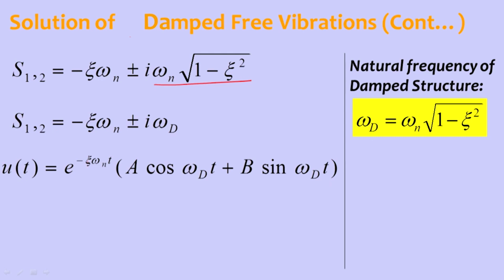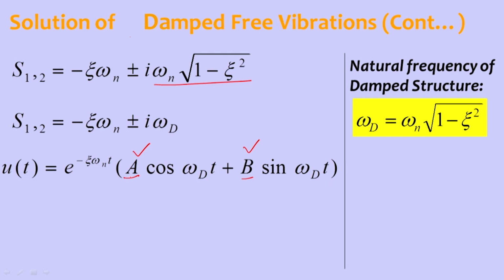u(t) is equal to e to the power of minus zeta omega n t multiplied by (a cos omega d t plus b sin omega d t). As you know, these two are constant terms which we need to determine. Now how do we determine these two constants? For that we need to use initial conditions.